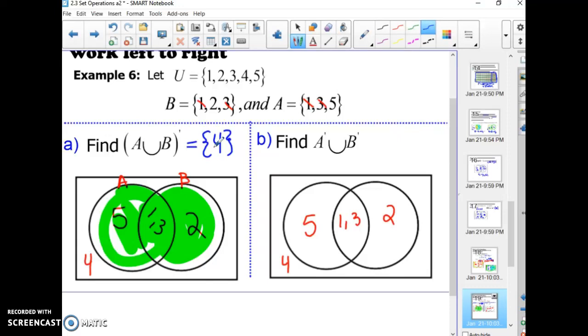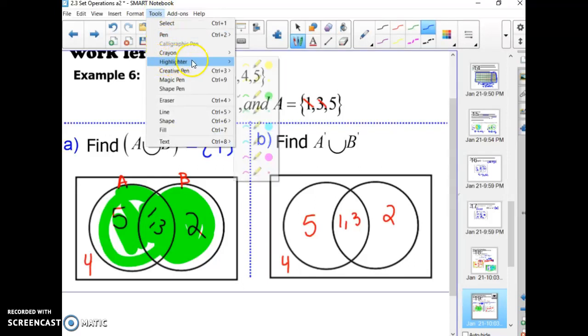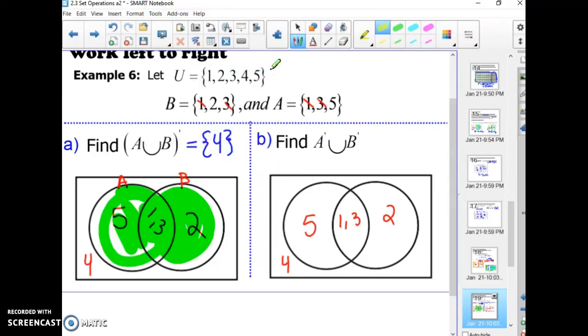So now we're coming over here. I need A complement, so I'm going to highlight that. Tools, highlight. A complement. I'm going to label this A, and this was B. So we're coming over, we're doing this. So A complement is everything on the outside of A. Okay. B complement is everything on the outside of B.